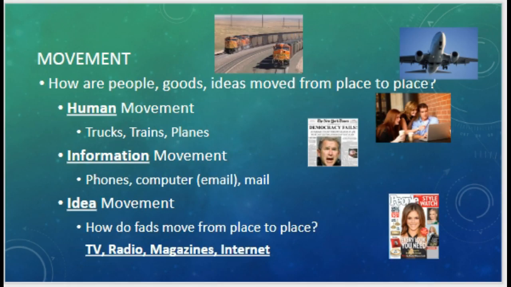Movement. How are people, goods, and ideas moved from one place to another? Human movement, trucks, trains, planes. Information movement, phones, computers, mail. Computer movement would be email. Idea movement is how fads move from one place to another place, etc.